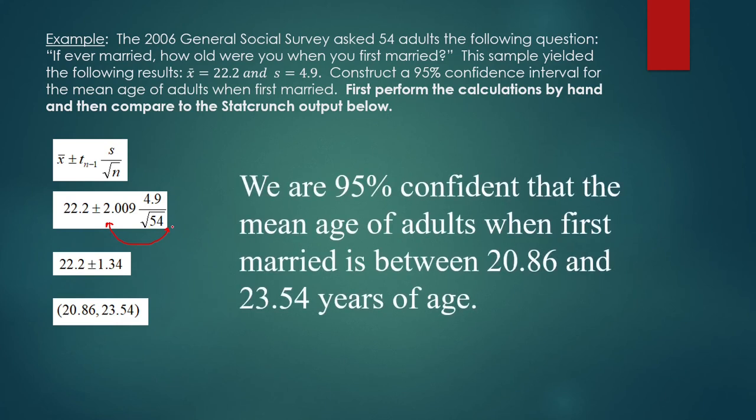Thus, we are 95% confident that the mean age of adults when first married is between 20.86 and 23.54 years of age.